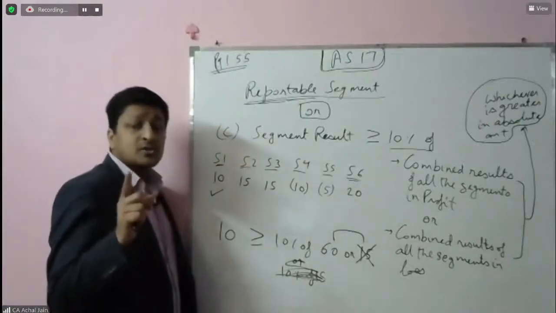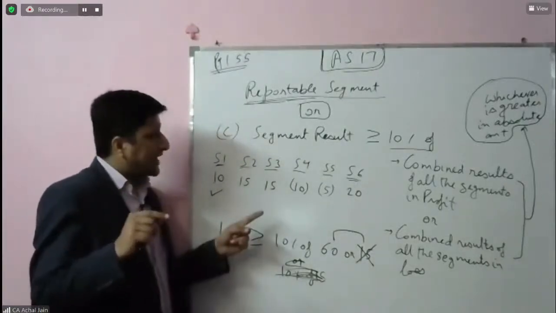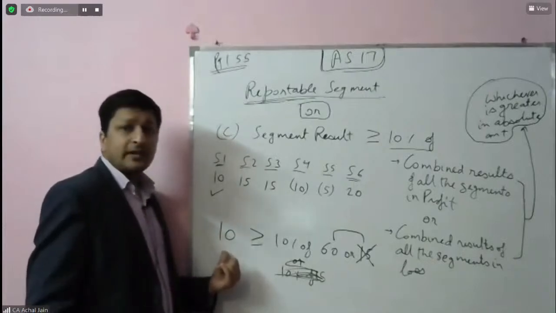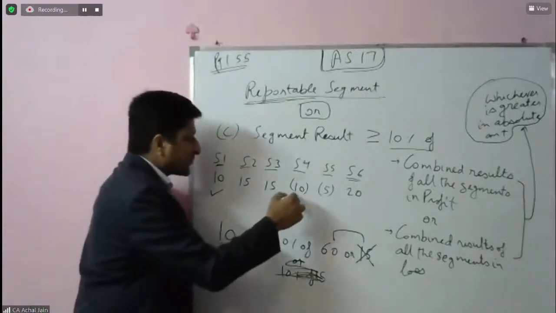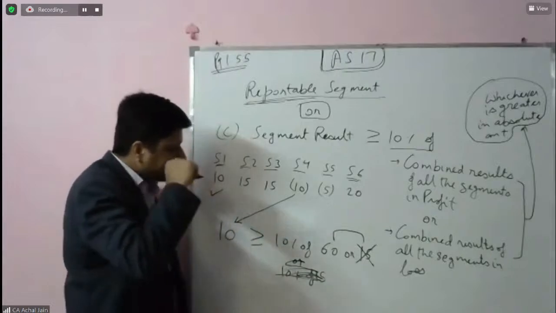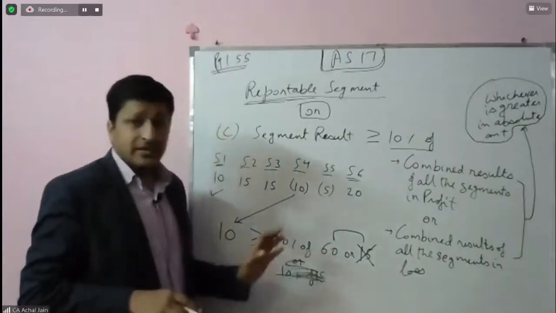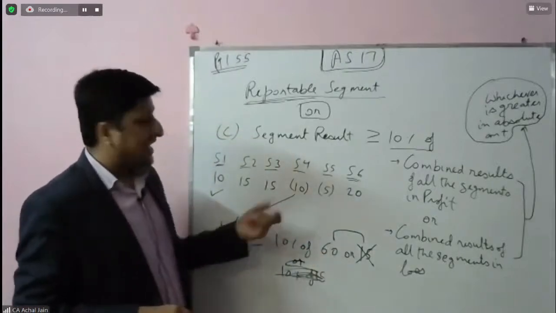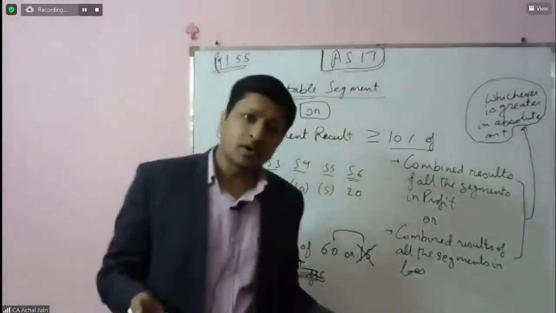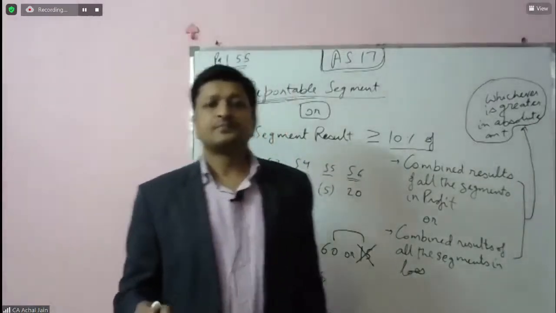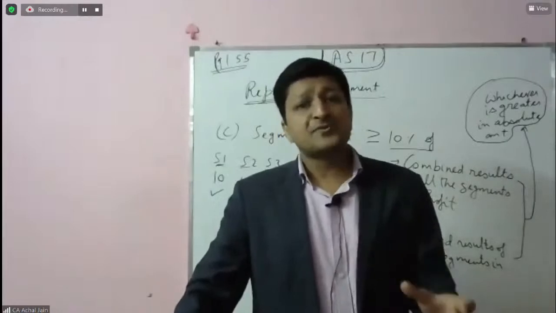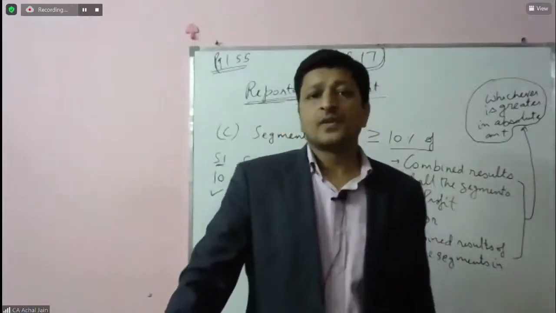What is the loss of S4? 10. So we'll make it absolute value. So S4 will be made absolute. The remaining figures will remain the same. So therefore S4 will also become reportable. Okay? You will have to compare the absolute amounts always.